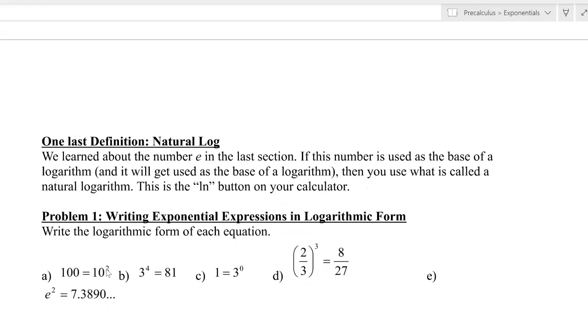And then one last thing, there's something called the natural log. No, I'm not talking about the ones outside. We talked about the number e in the last section, and if this number is used as the base of a logarithm, and it will get used as the base of a logarithm, then we're going to use what's called the natural log. This is usually your LN button on your calculator. And that's about all we need to know to start doing problems.